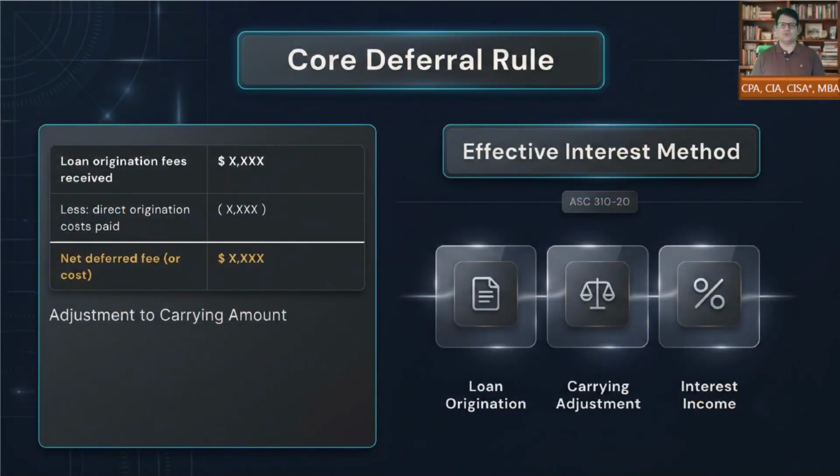The core deferral rule is simple but powerful. Start with loan origination fees received, subtract direct origination costs paid, and arrive at a net deferred fee or net deferred cost. That net amount is not recognized as income at closing. It is recorded as a direct adjustment to the loan's carrying amount and then recognized over the loan life as an adjustment to interest income. This is an effective yield model, not a casual straight line shortcut. The income statement should reflect the economics of the loan over time.